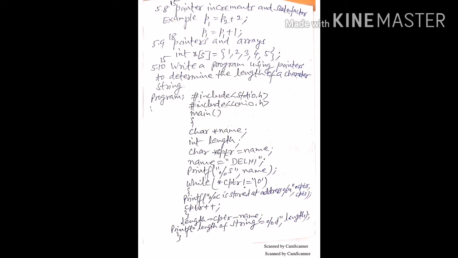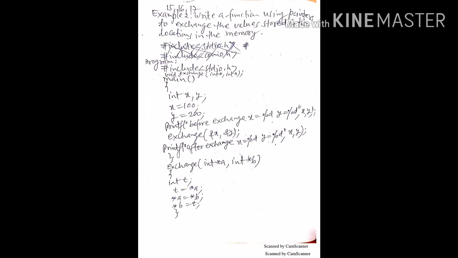Then write a program using pointers to determine the length of a character string. The program is already given in the book also, therefore it is very easy. Then write a function using pointers to exchange the values stored in two locations in the memory. The program is given and it is easy, therefore it can be understood.